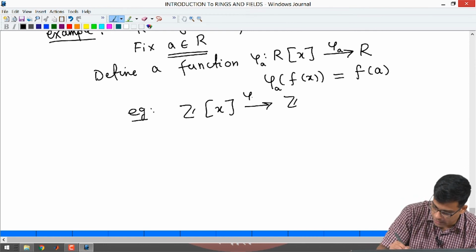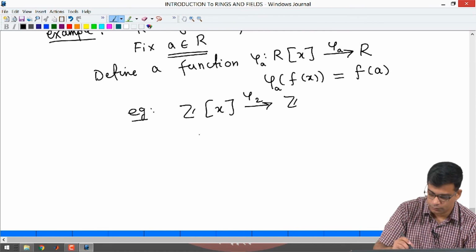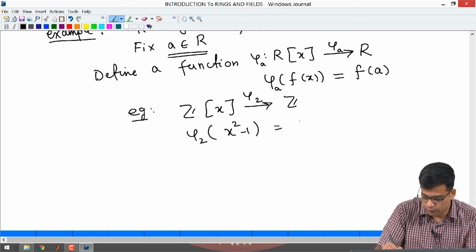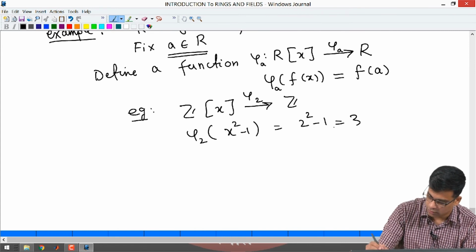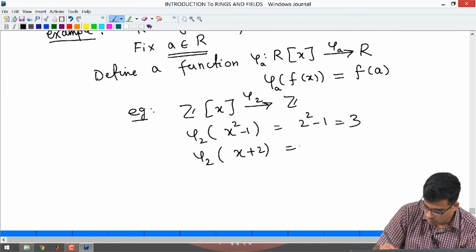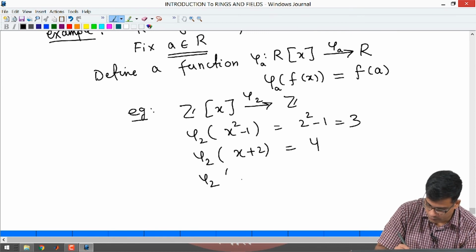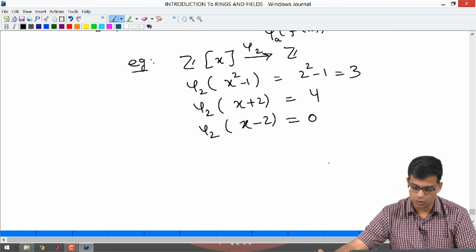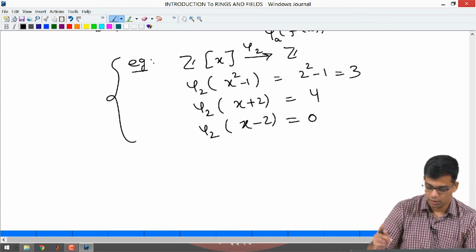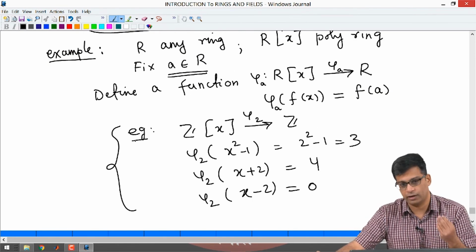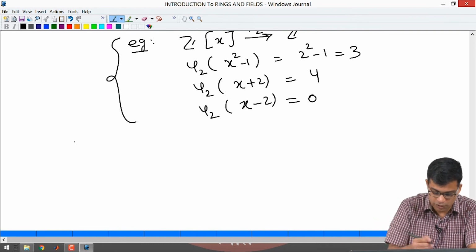Here let us look at phi sub 2. So, phi sub 2 of x squared minus 1 will be simply 2 squared minus 1, that is 3. Phi sub 2 of x plus 2 will be 4. Phi sub 2 of x minus 2 will be 0, right. So, you understand, you take a polynomial, replace x by that element a and you get a ring element, that is this map. So, this is an exercise now.